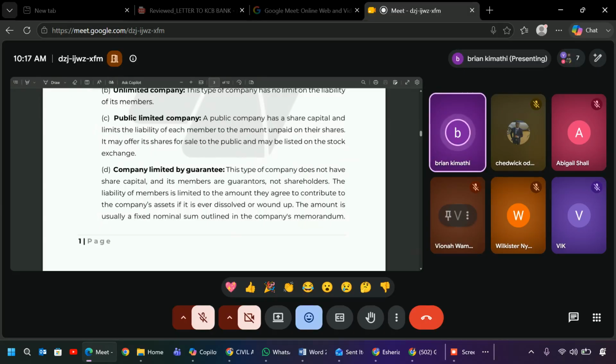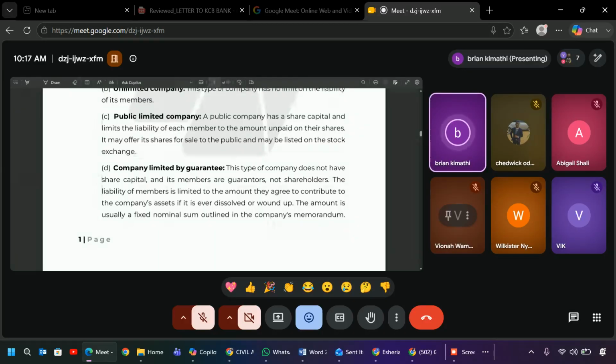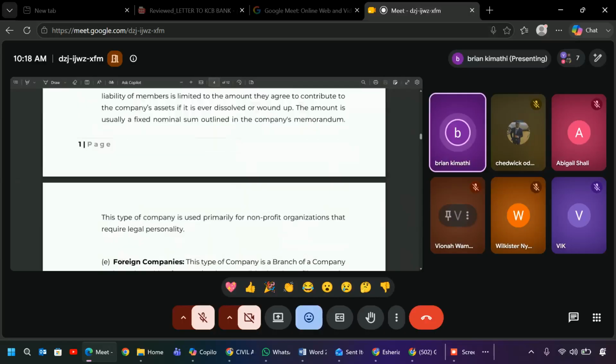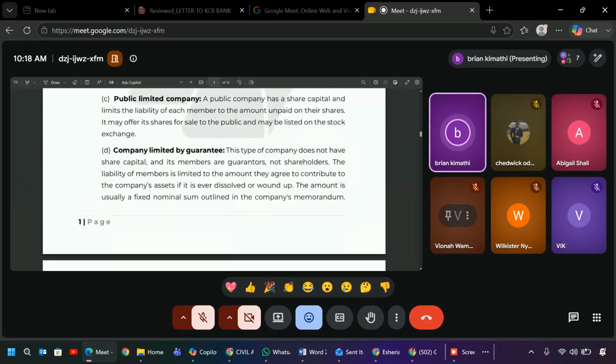Company limited with guarantee, this type of company does not have share capital. Its members are guarantors, not shareholders. The liability of members is limited to the amount they agree to contribute to the company's assets if it is ever dissolved or wound up. The amount is usually a fixed, nominal sum outlined in the company's memorandum. So for company limited by guarantee, they form the memorandum, which is form CR2. Now the form CR2 usually lists, in case the company is ever dissolved or wound up, how much are you willing to contribute?